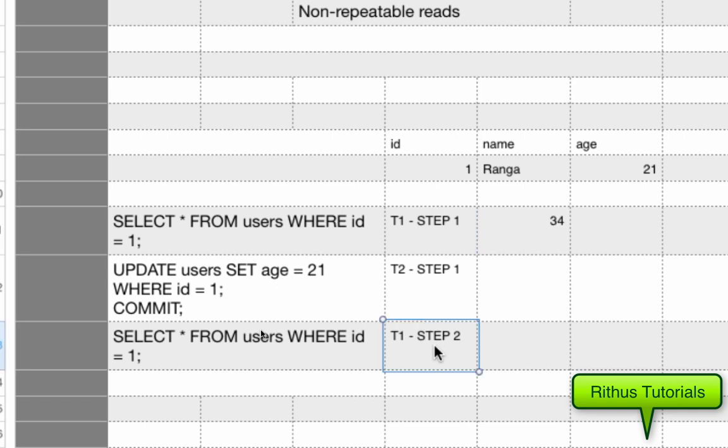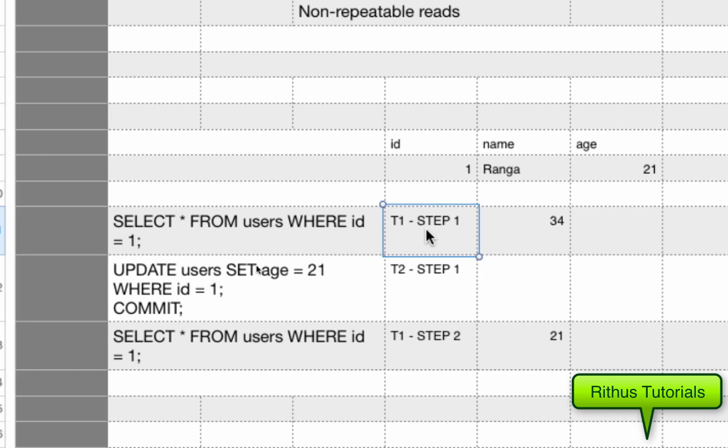Let's say transaction 1 is running, and one of its future steps may not be step 2, maybe step 3, step 4. It's again doing the query select star from users where ID is equal to 1. It would get back the new value. So the age which it would get would be 21. So the same query, when run at different times, is giving different results. So that's basically what the non-repeatable read problem is.